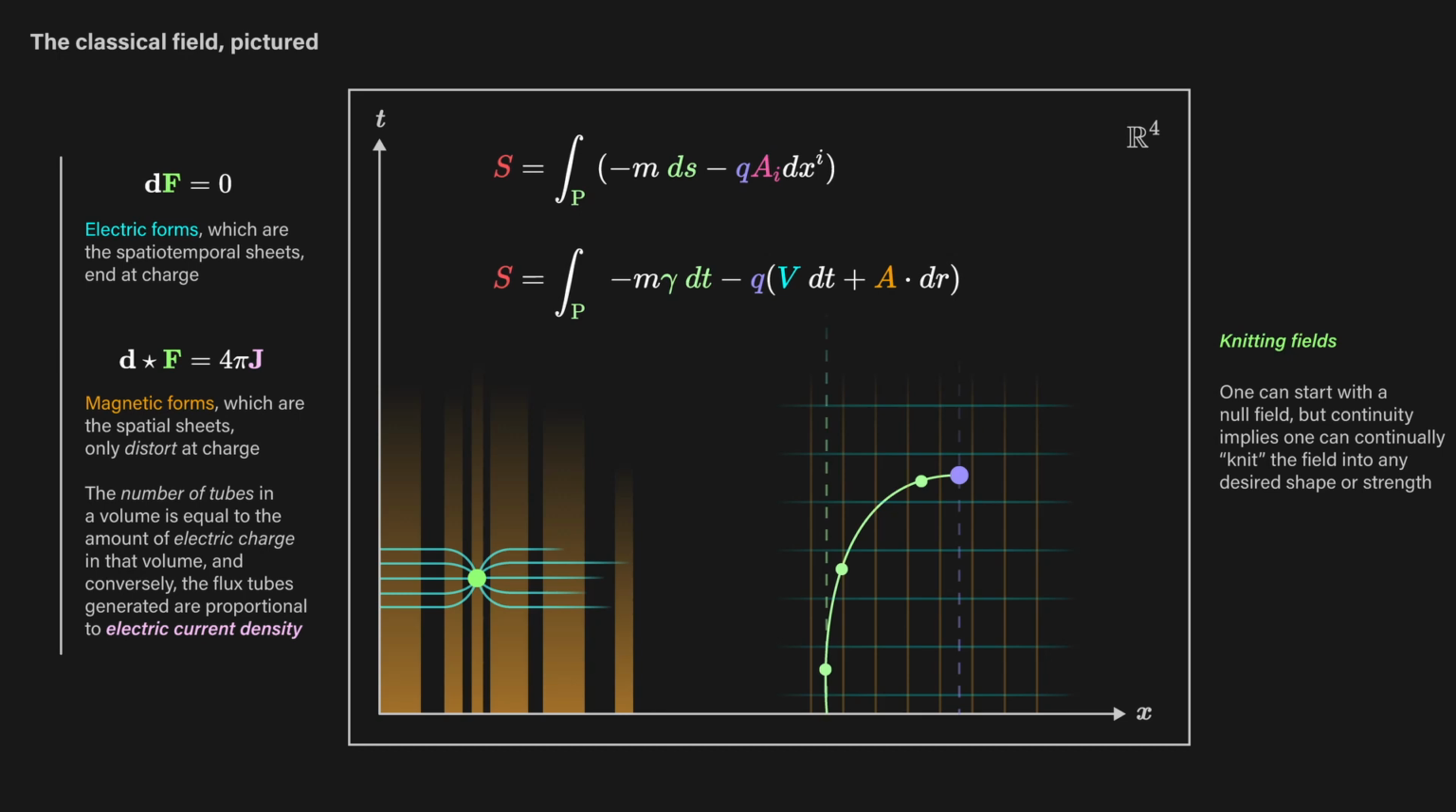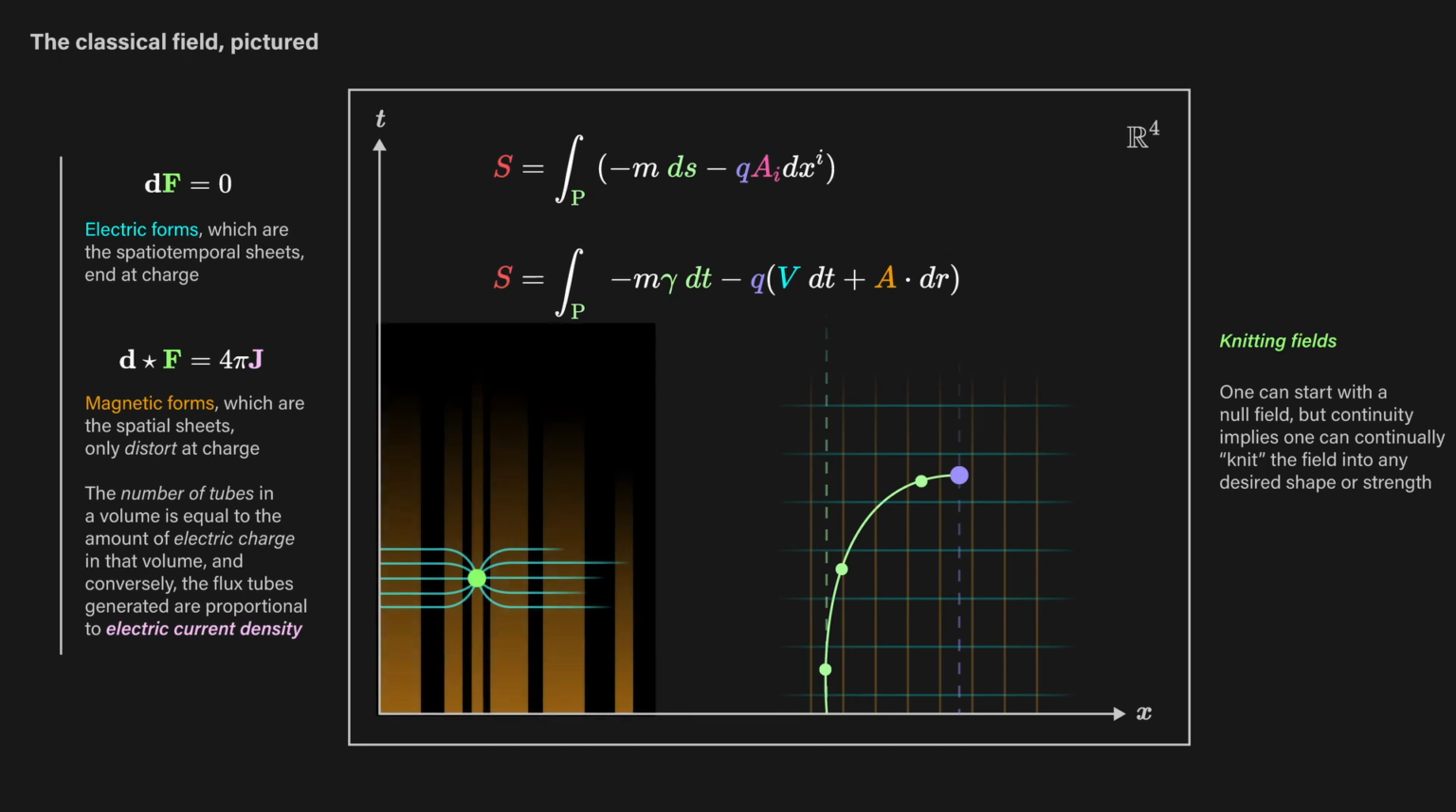So the interpretation would be, again, that the Hodge dual of F is just the egg crate structure of the flux tubes of F, but rotated 90 degrees, so it all gets purely spatial. The other possible statement that you can make about the second law is that the number of tubes in a volume is equal to the amount of electric charge in that volume, and conversely, the flux tubes generated are proportional to the current density. So here I have two pictures.